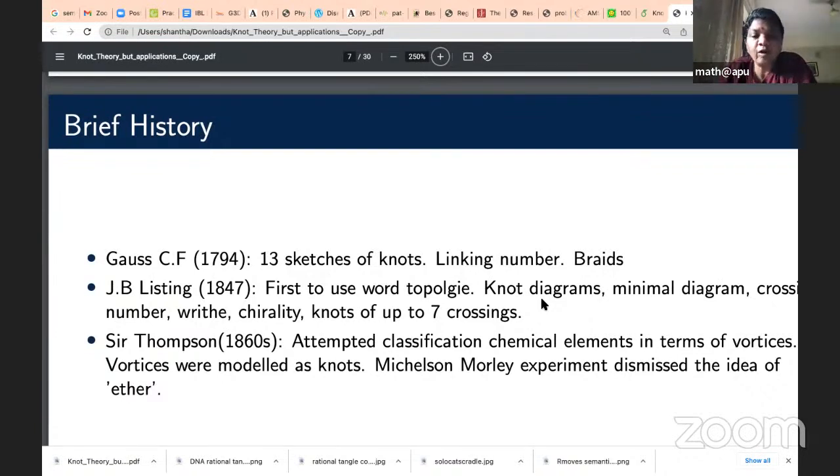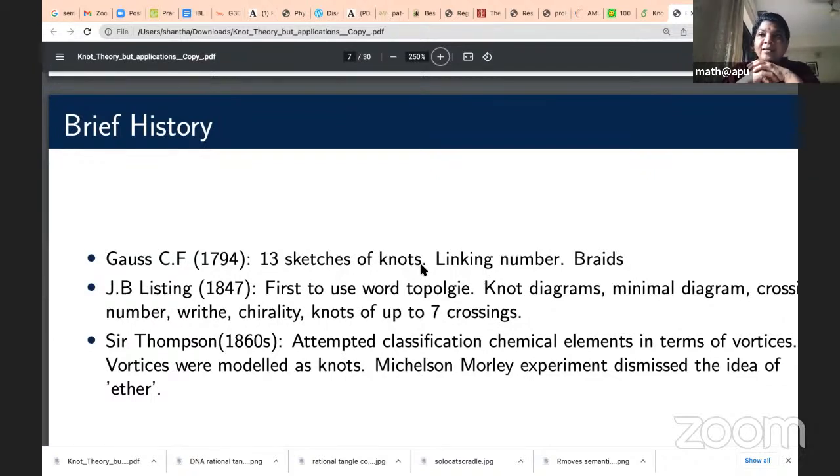The origins of knot theory, of course, go all the way back to people representing knots in kolams, rangolis, and many other things. But mathematically, Carl Friedrich Gauss has notes with 13 sketches of knots. Then Listing started to think about knots and how to represent them.